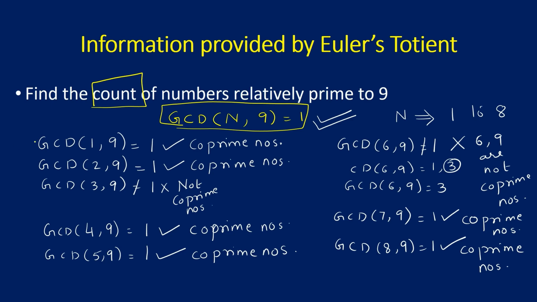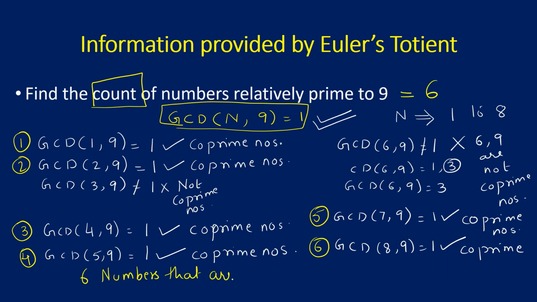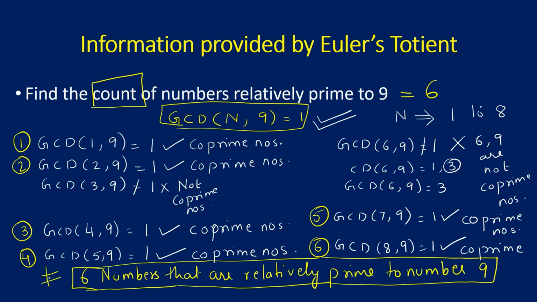So we have 1 and 9 are co-prime, 2 and 9 are co-prime, 3 and 9 are not co-prime. So 4 and 9 are co-prime, so 3. 5 and 9 are co-prime, so 4. 6 and 9 are not co-prime. 7 and 9 are co-prime, so 5. 8 and 9 are co-prime, so 6. So we have 6 numbers that are relatively prime to number 9. So the final answer to the given question is, we have 6 numbers that are relatively prime to number 9.